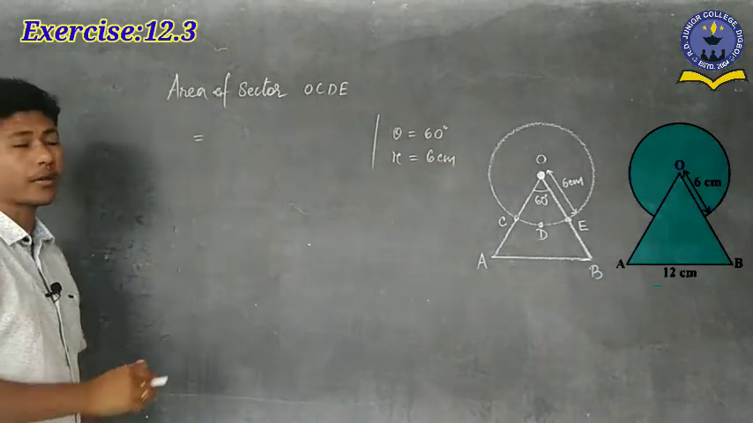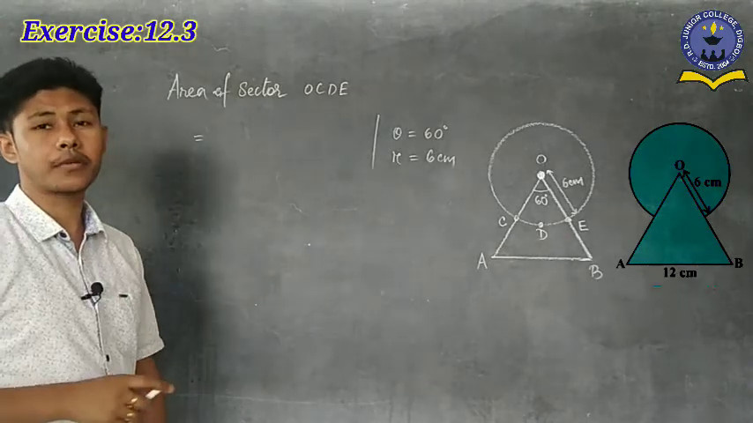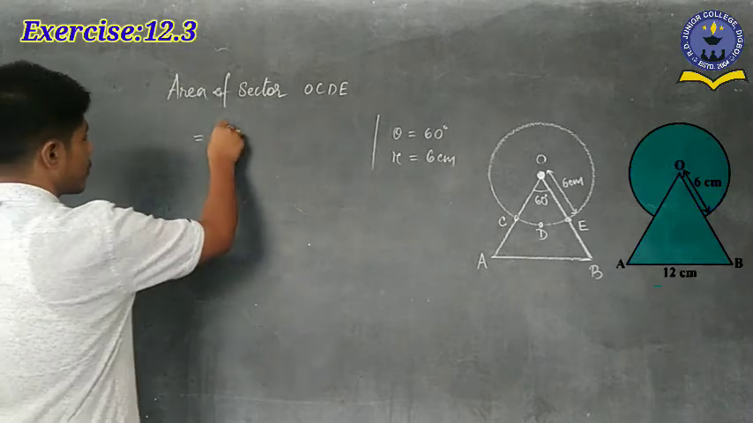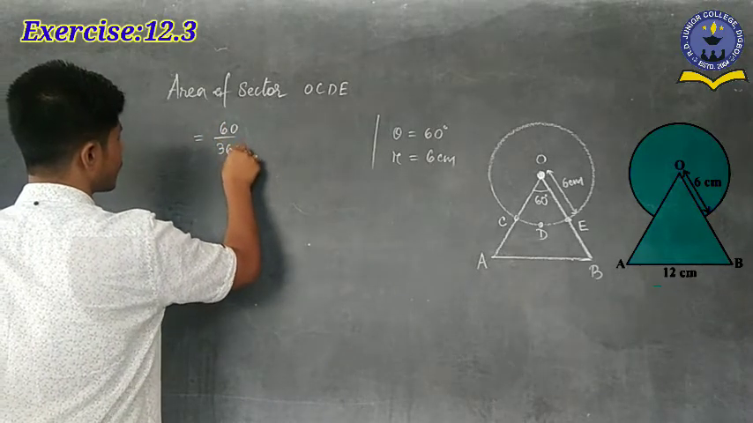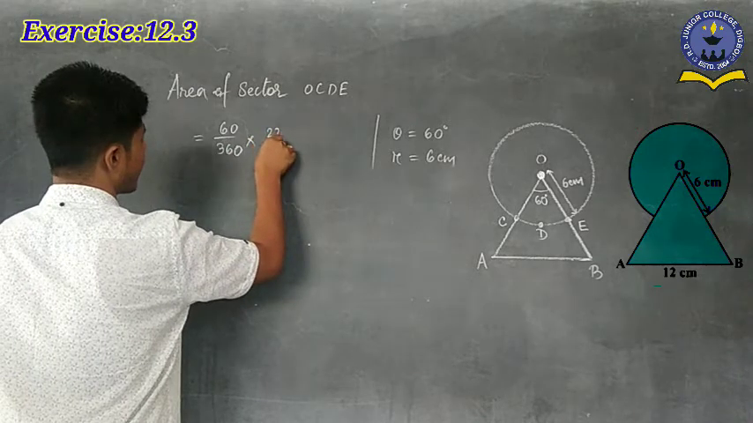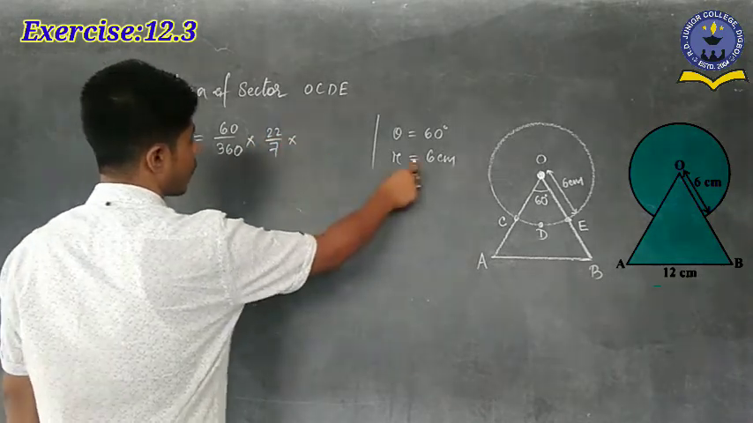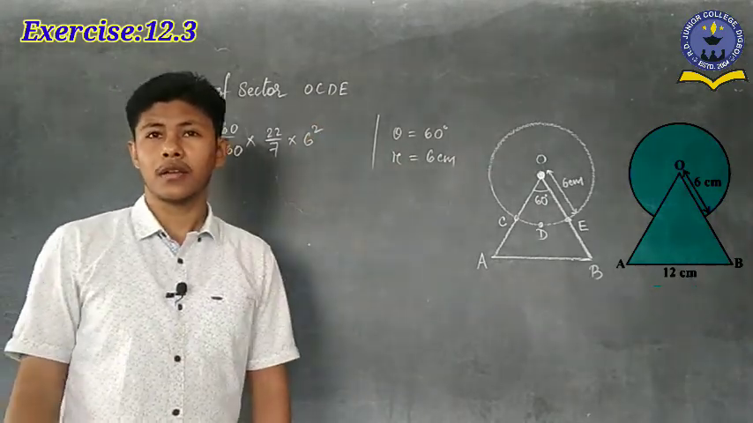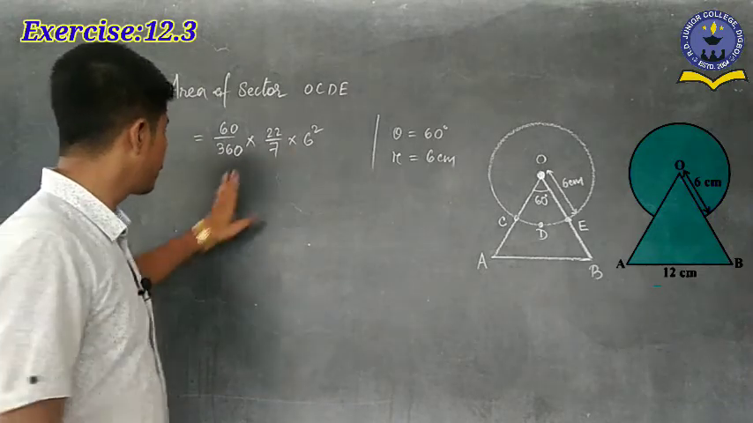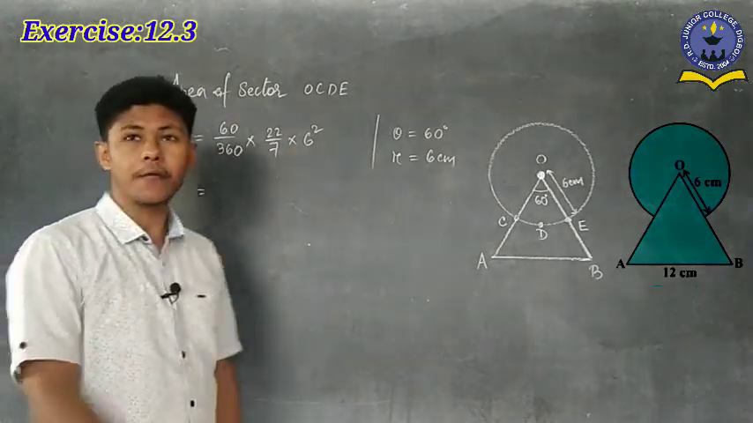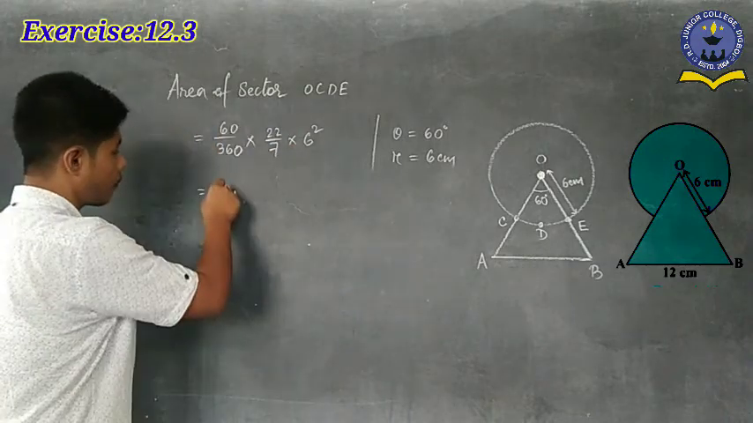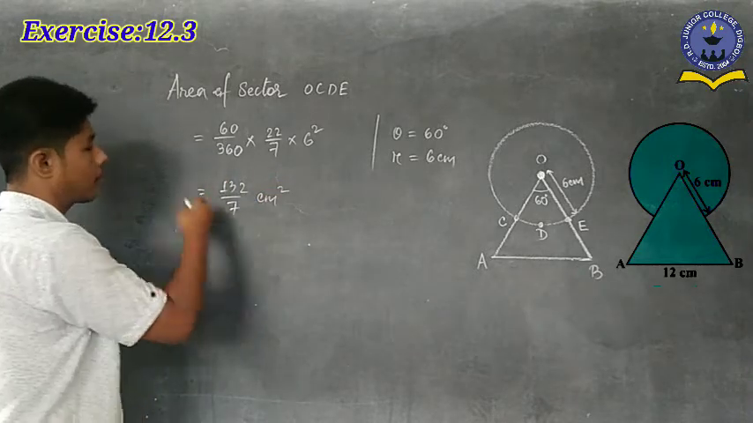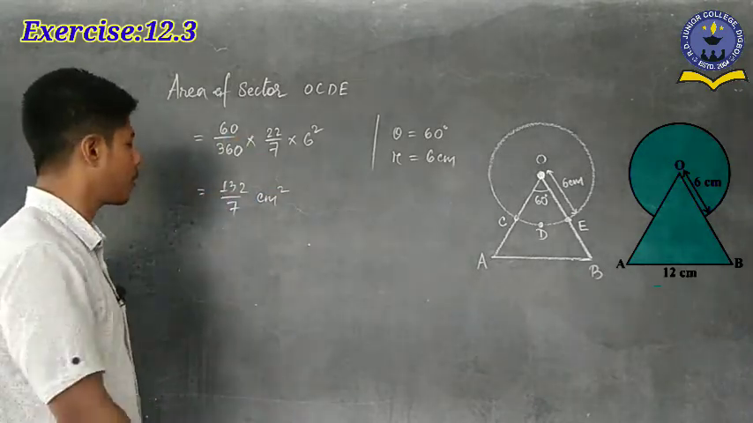So now we have to put this in here. So the formula is what? Area of sector is theta by 360 into pi r square, isn't it? Here theta means 60, so we write 60 by 360 into pi. Pi means we directly write 22 by 7 into r square. R means 6, so we write 6 square. Is it clear? Now after putting the values, if we calculate this result, the answer we get is 132 by 7 centimeter square.